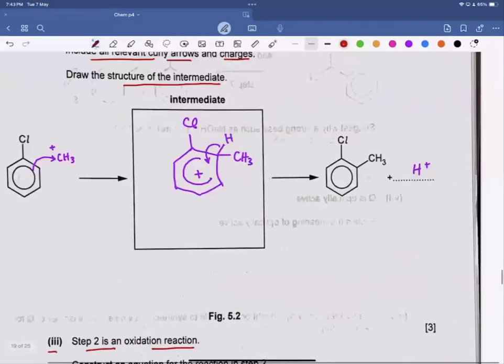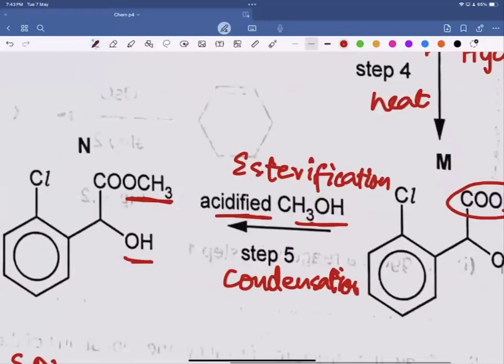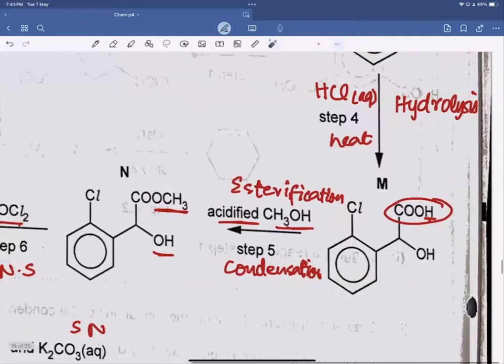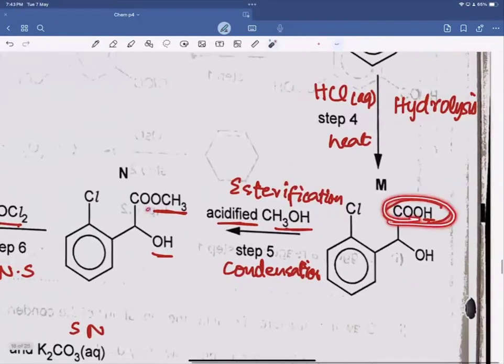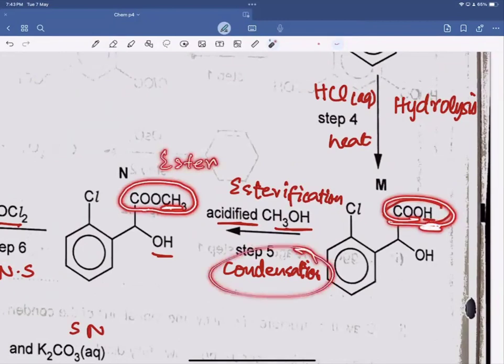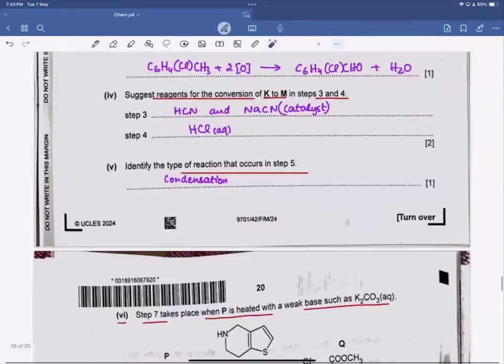Okay, step 5. So if you see over here in step 5, this is a carboxylic acid, and instead of the carboxylic acid's hydrogen, we get this CH3 group over here, right? Which means that an ester is formed. So the reaction by which an ester is formed, that type of reaction is condensation. The name of the reaction, we call it esterification. But esterification, remember, is not the type of the reaction. So if the examiner asks you to write the type of the reaction, you can write condensation.